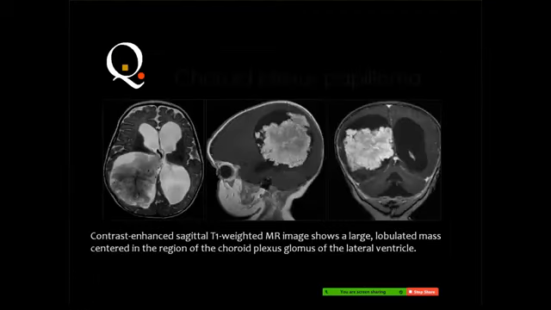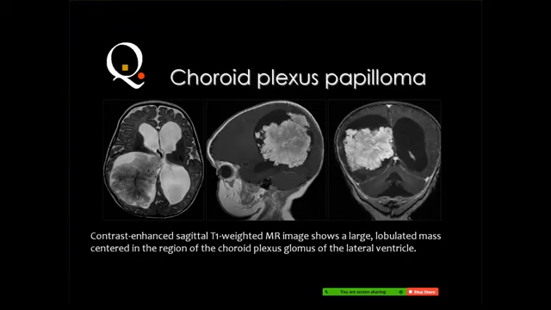Papilloma. Yes, and this is the classic appearance of choroid plexus papilloma. Absolutely intraventricular with strawberry margin and significant contrast enhancement.